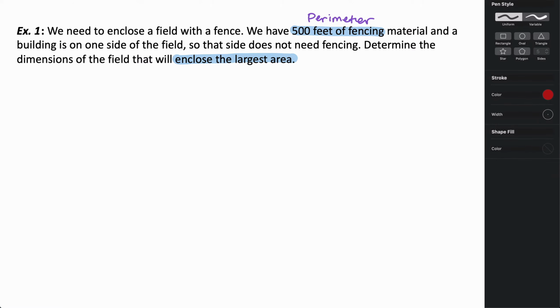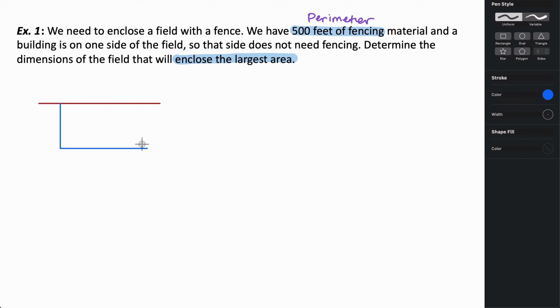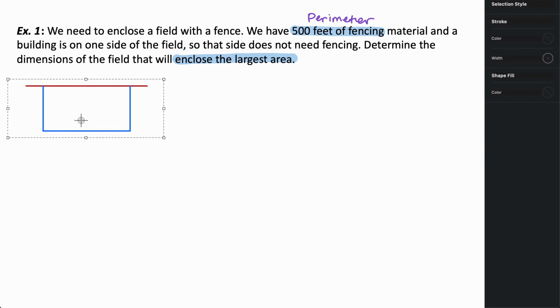So let's go ahead and draw our figure here. Along one side, there's going to be a building. And then we're going to have our field here like this, that is going to be enclosed by the fencing and the building there. Okay, so we have our field.